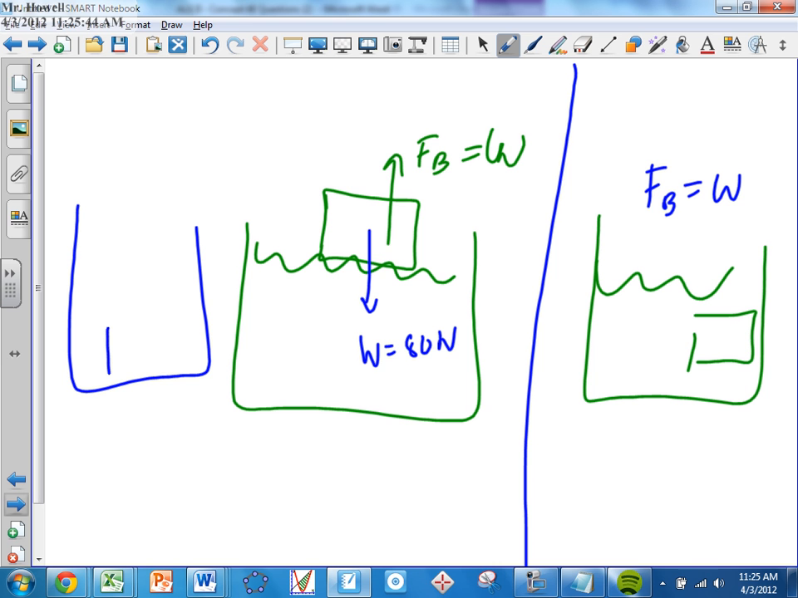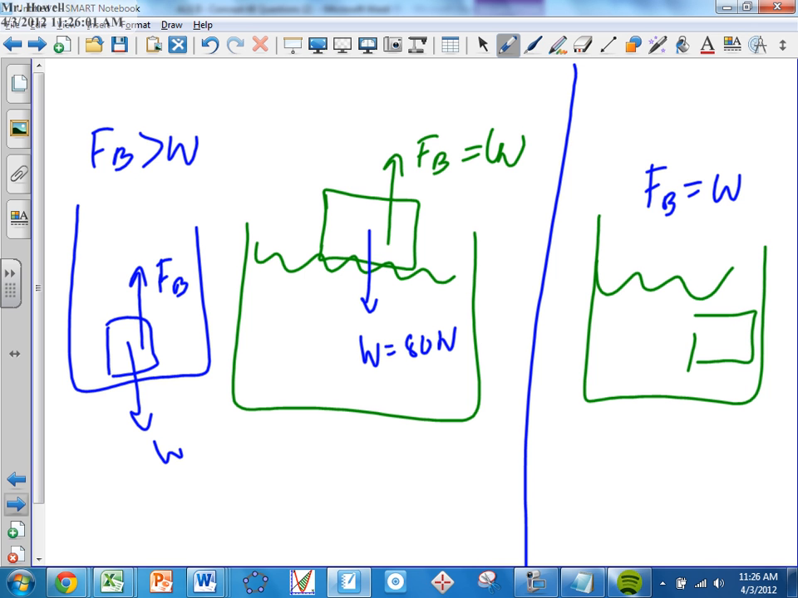We could say that first the object starts at the bottom, and the weight is acting down, and the buoyant force is acting up. And the buoyant force overcomes the weight. When the buoyant force overcomes the weight, it starts to float. Once it gets to the top, though, it can't continue to be more. It's going to be equal.